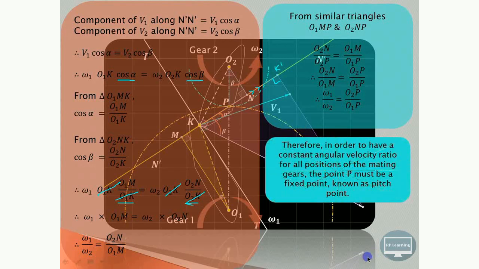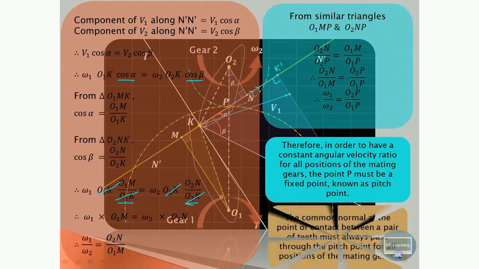In other words, in order to have a constant angular velocity ratio for all positions of the mating gears, the point P must be a fixed point, and that point P is known as the pitch point. In other words, the common normal at the point of contact, so the point of contact is K and the common normal is n dash n dash, between the pair of gear teeth must always pass through the pitch point, that is shown over here. So this is the fundamental condition for the law of gearing.